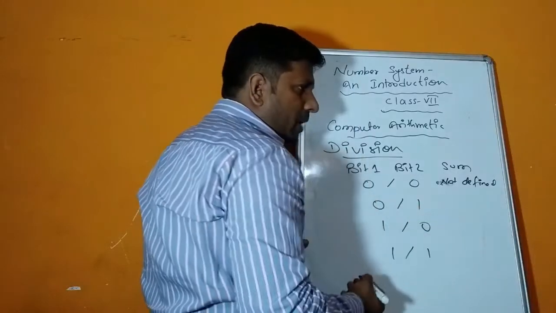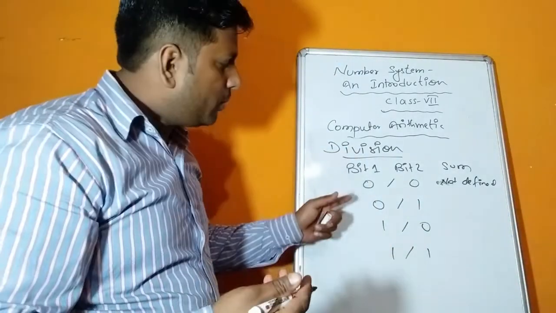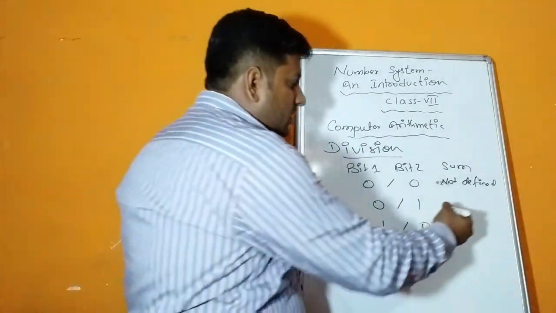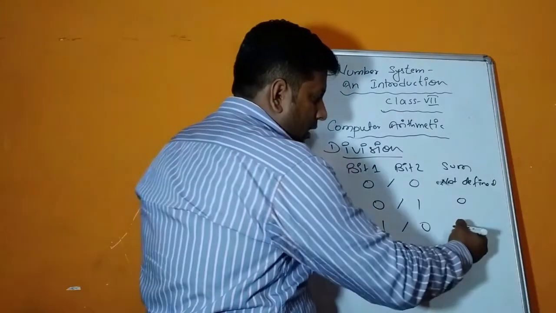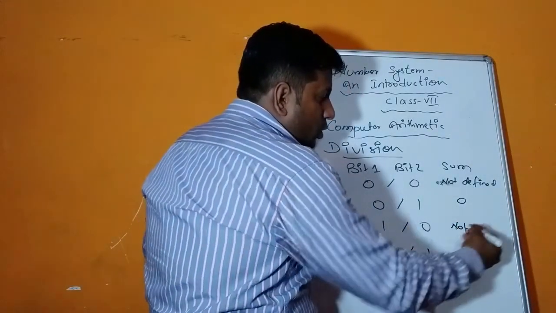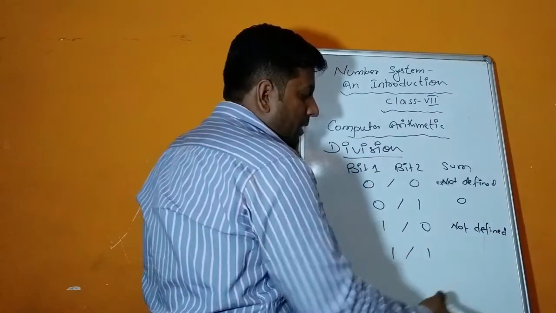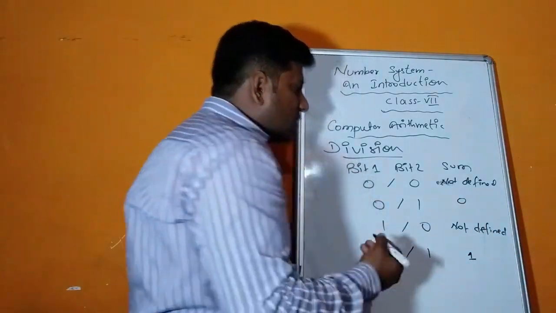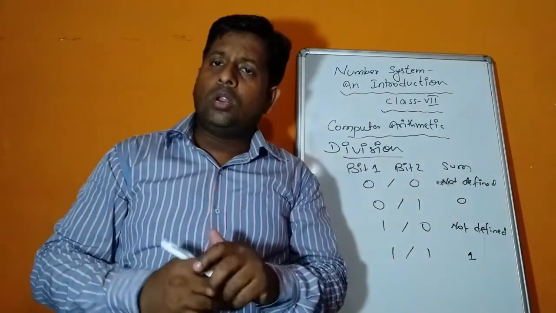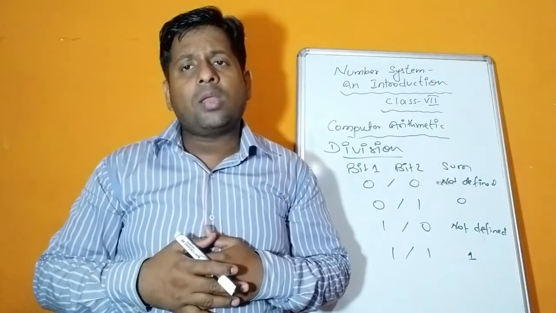Okay. So 0 divided by 1. When we try to divide 0 by 1, the answer is 0 only. 1 divided by 0 again, the denominator is 0, so not defined or meaningless. 1 divided by 1 is 1. So this is the simple division rule, which is same as what we do in mathematics.